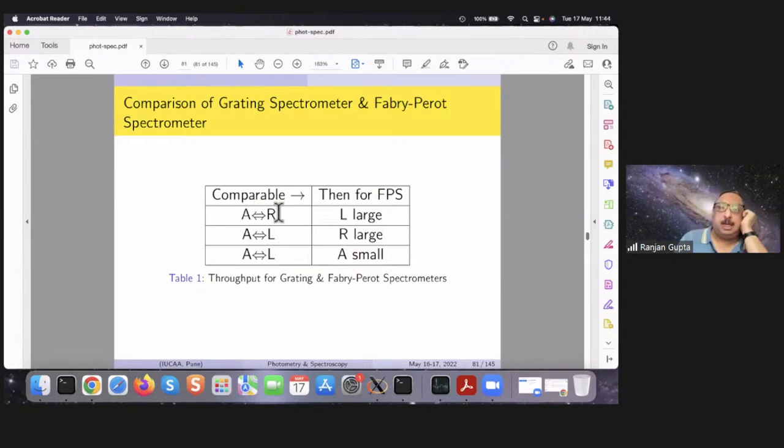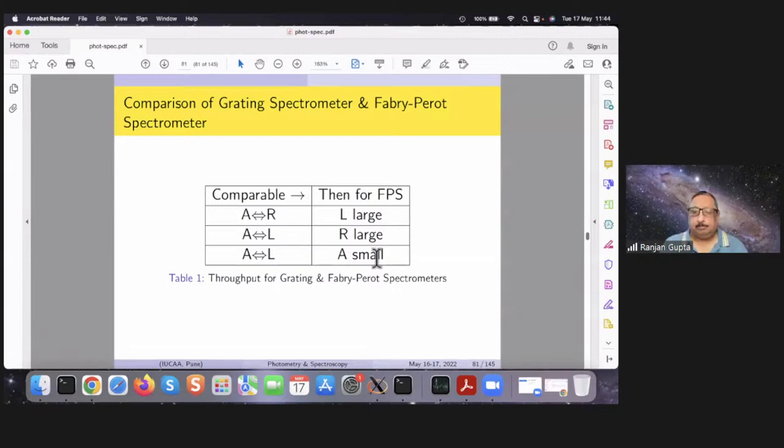So suppose I make the area and resolution comparable for, in this case, a grating and a Fabry Perot, then the Fabry Perot gives us much larger output, as I was just now telling. Of course, within the same spectral bin. Or if you make A and L similar, then you will get much higher resolution. And the last option is even better because if I make these two comparable, then A, the area of the instrument, becomes very small, which means, as you saw yesterday, you have to balance the telescope. So at the end, where you are putting your eyepiece or the detector, if you put this instrument, a very light instrument will do the job.